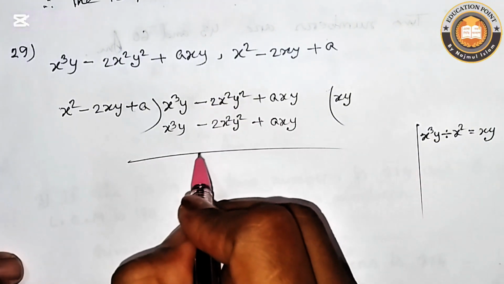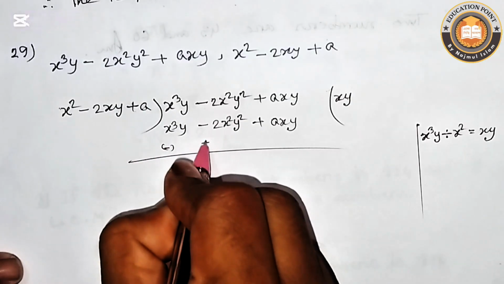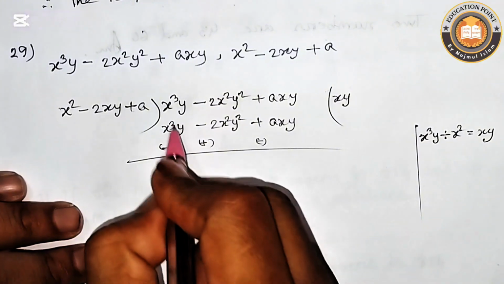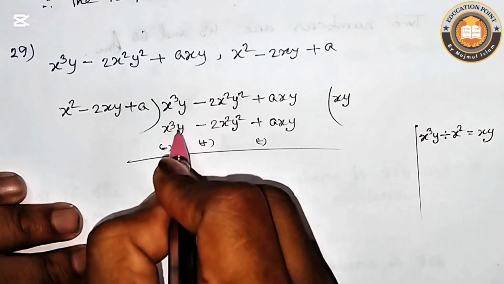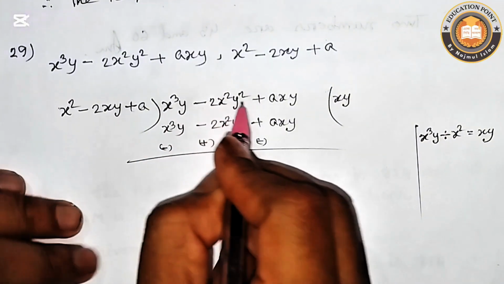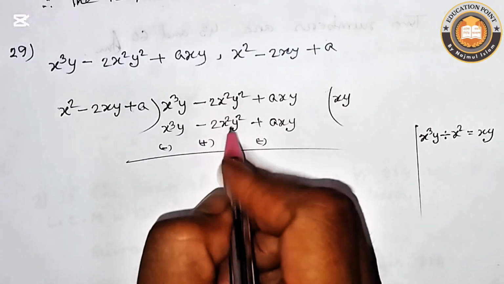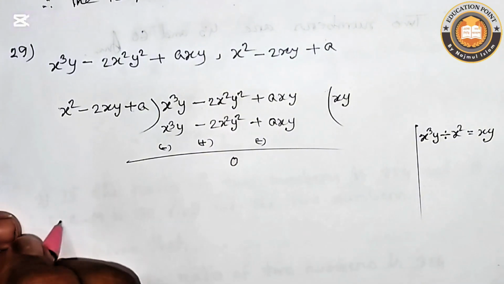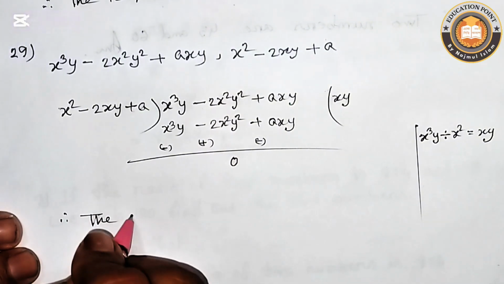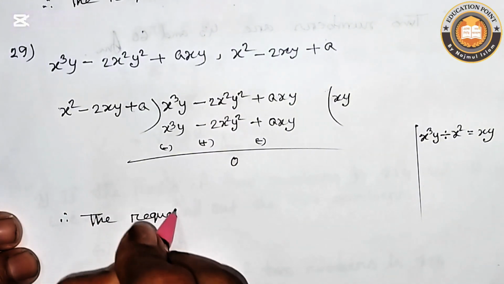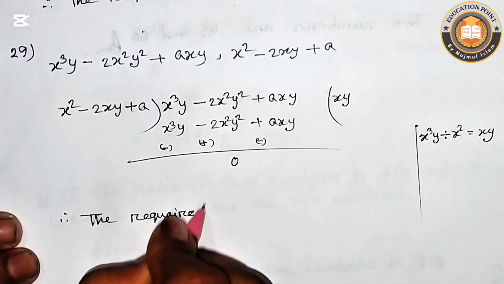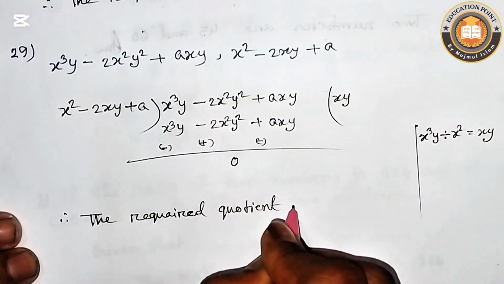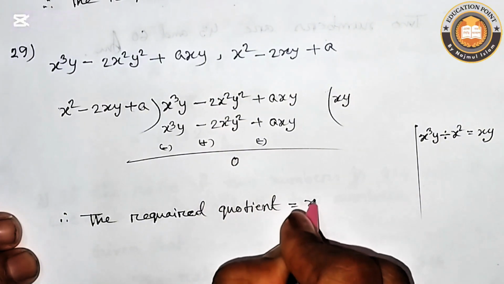According to the division law, their symbols will be changed. X cube y plus x cube y minus x cube y equals 0, minus 2x square y square plus 2x square y square equals 0, plus axy minus axy equals 0. So the required quotient is xy.